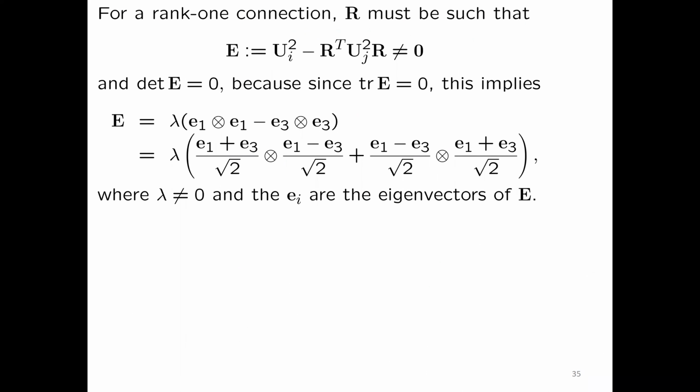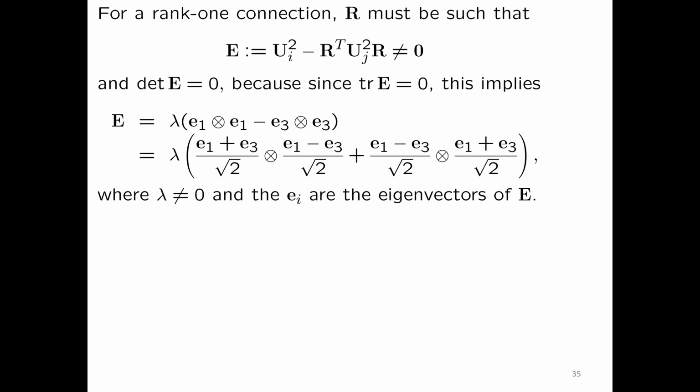if it has 0 trace and has 0 determinant, then it has to be of the form lambda E1 plus E1 minus E3 times E3 with the eigenvectors. And you can write that in the form given in the theorem, right? So E1 plus E1 over root 2 times E1 minus E3 over root 2. That's the sort of transpose of that.